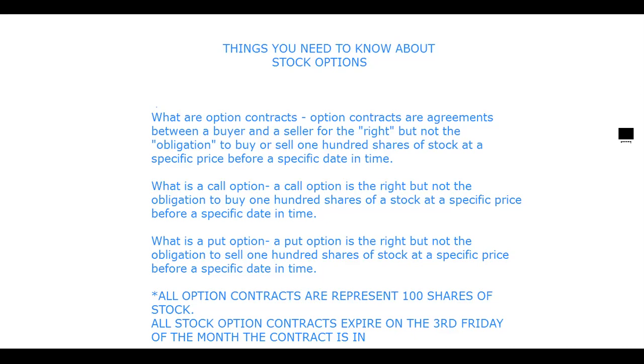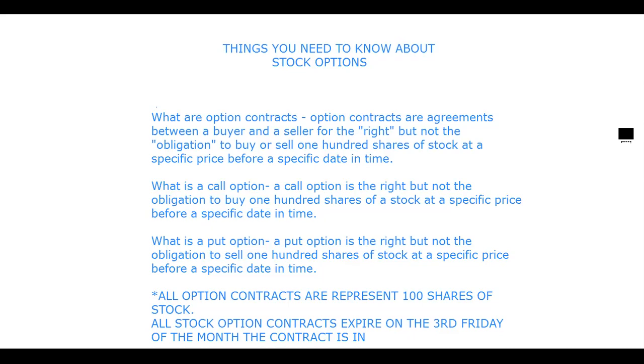A call option is the right but not the obligation to buy 100 shares of stock at a specific price before a specific date and time. What is a put option? A put option is the right but not the obligation to sell 100 shares of stock at a specific price before a specific date and time.